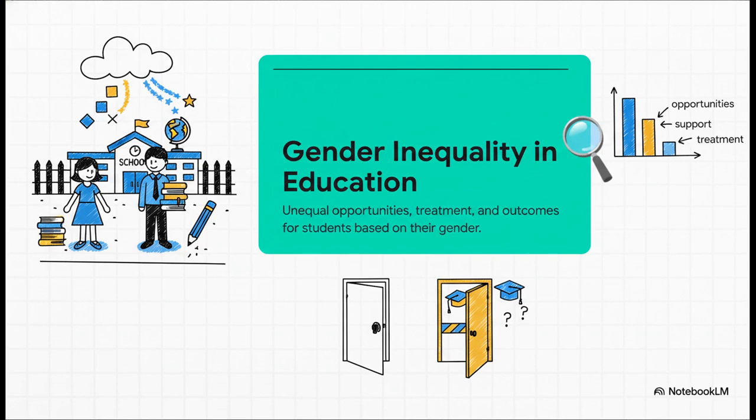So let's get on the same page. What do we actually mean by gender inequality in education? Well, at its heart, it's any time a student's gender leads to them having different opportunities, different treatment, or different outcomes. And this can touch everything, from who gets to go to school in the first place to the resources they get and even what they end up achieving.